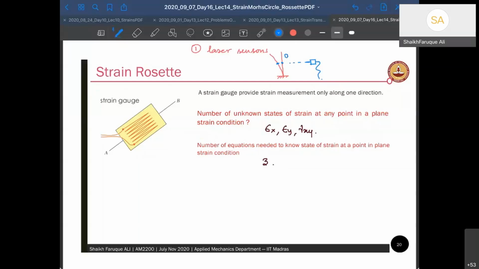Apart from that, there are something called strain gauges, which are used to calculate strains. What a strain gauge does is, these are materials mostly made up of piezoelectric materials.